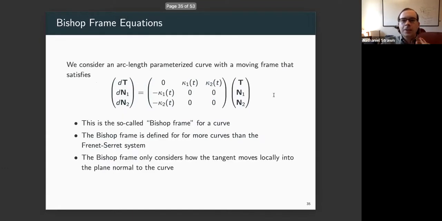And so that suggests that we can do something similar. What we actually use are what are called Bishop frames. They're related to Frenet-Serret frames, but they're a little bit nicer in the sense that you don't need a third derivative, and you can define them for many more curves than the Frenet-Serret system. You can also tease out the curvature and torsion from these when the torsion exists, of course.